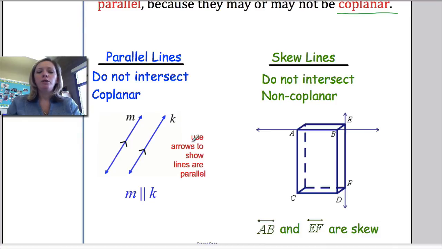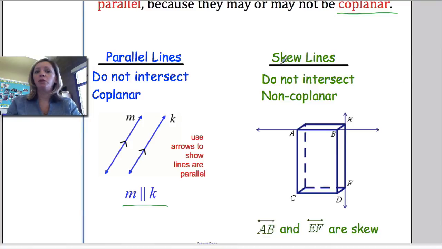And what we do is we always use arrows on the lines to show that they're parallel. So see these two arrows right here? Those little arrows are how I know from the diagram that those lines are exactly parallel. And this is the notation that we use for parallel lines. So we'd say M is parallel to K. It's two lines that look like they're parallel.